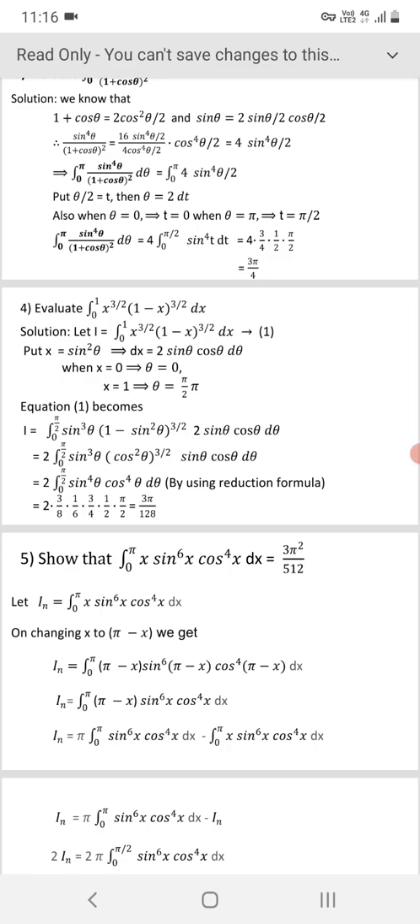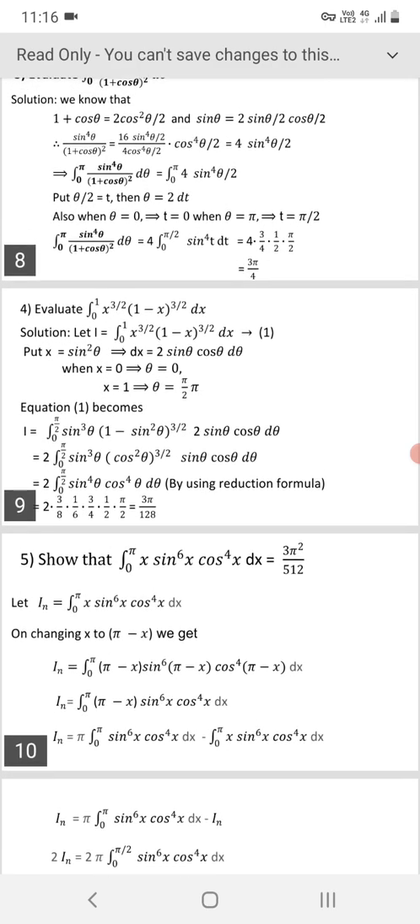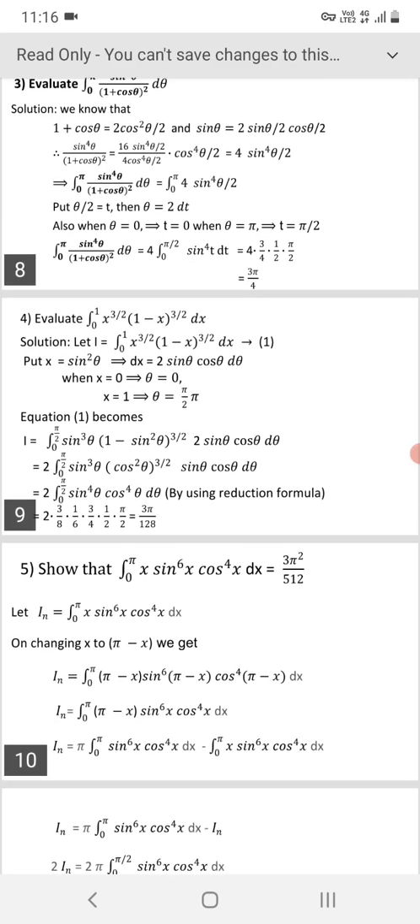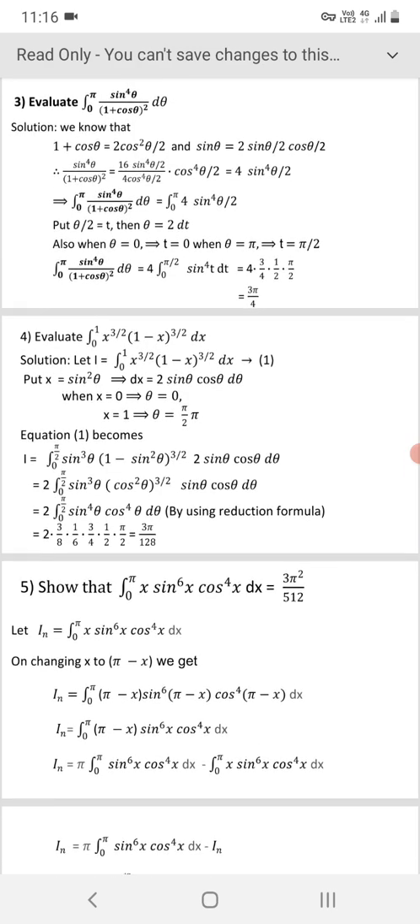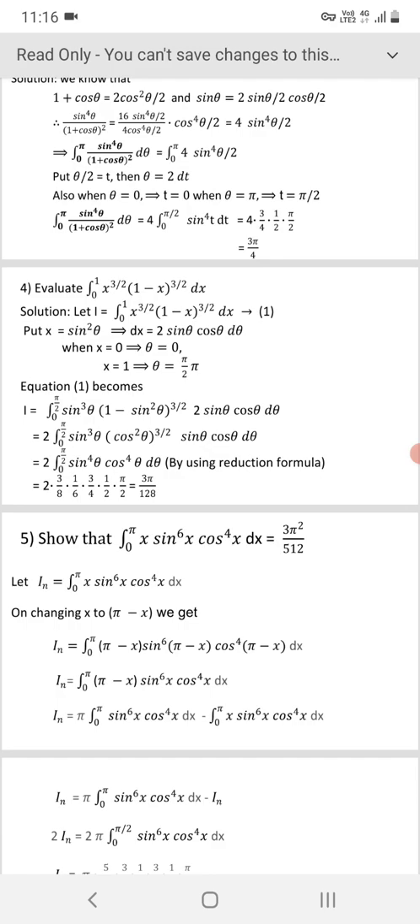Again, by taking the suitable substitution for computing this integration, put x equals sin square theta, on the basis dx equals 2 sin theta cos theta into d theta. Now we will look at the limits: when x equals 0, theta equals 0; when x equals 1, theta equals pi by 2. Therefore, equation 1 becomes integration 0 to pi by 2 sin cube theta.